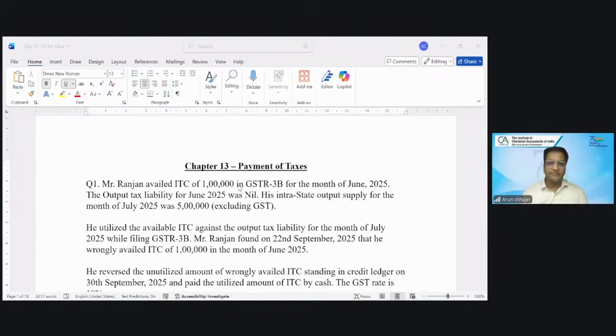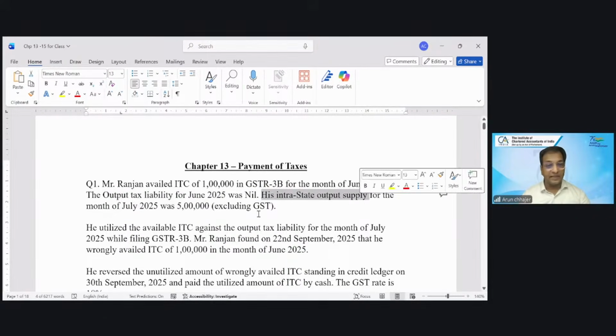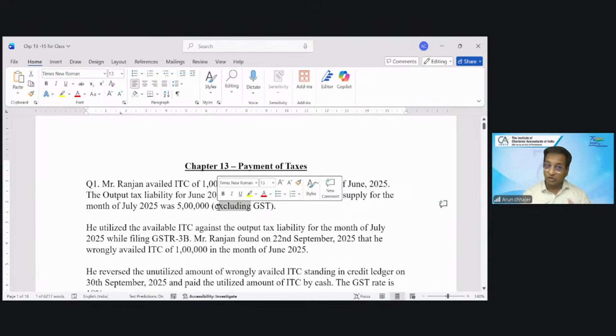What is the question? Mr. Ranjan availed the ITC of rupees 1 lakh in GSTR 3B for the month of June 2025. The output tax liability was nil. His intrastate outward supply for the month of July was rupees 5 lakh. This is excluding GST.